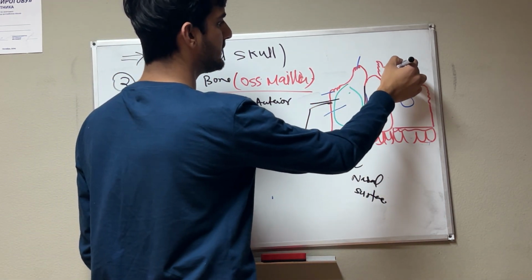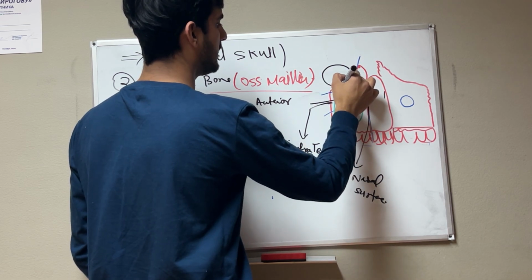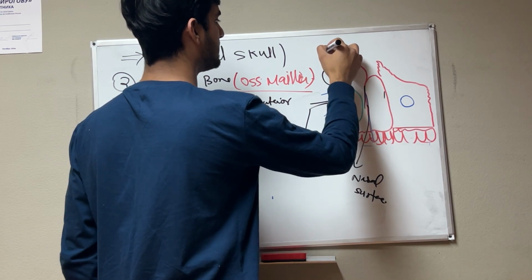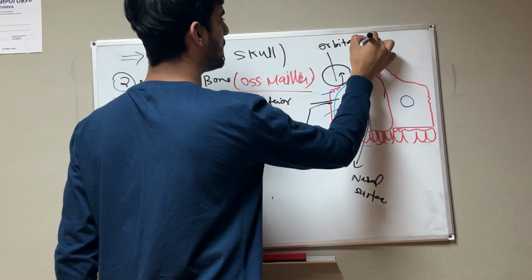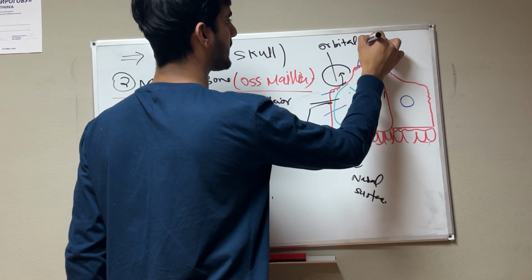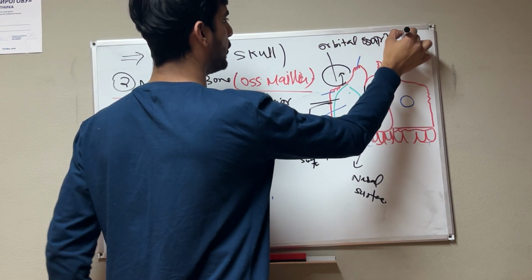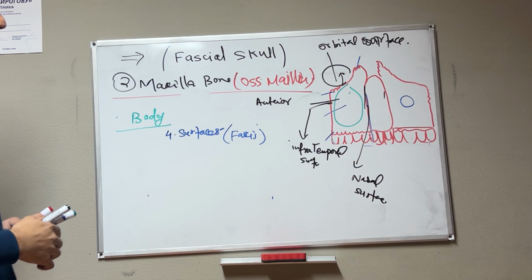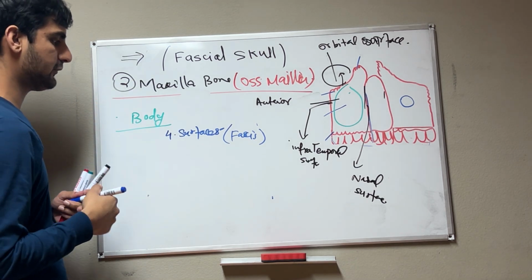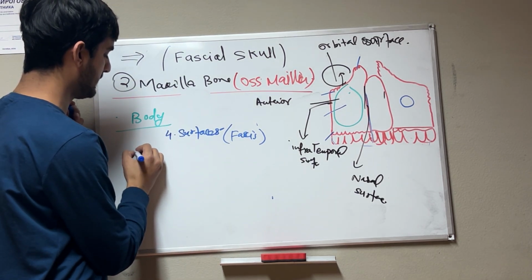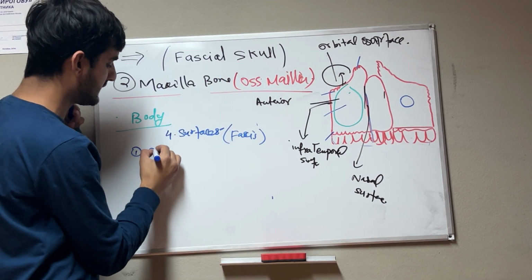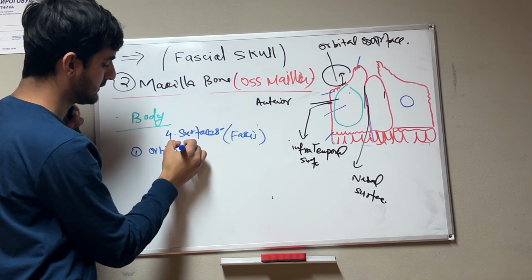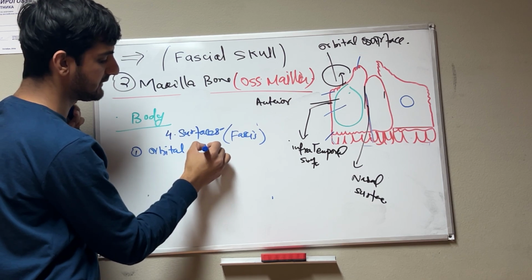And here is the orbit. Here, facing the orbit, it means the orbital surface. These are the four surfaces of the body of the maxilla bone. Now, I told you already we have four surfaces. First, we will start from the orbital surface, facies orbitalis.